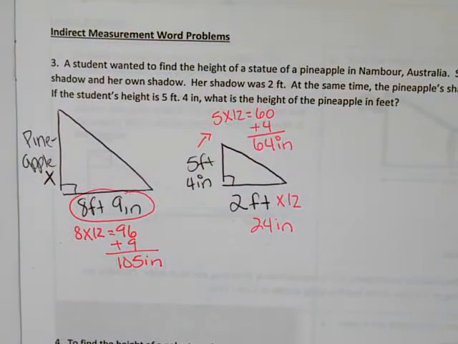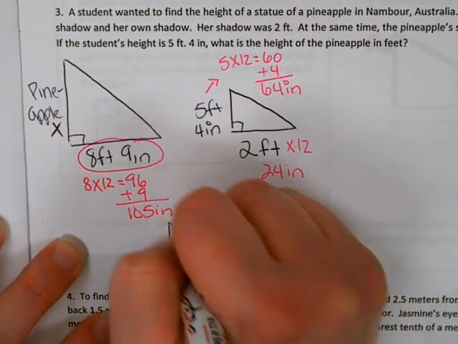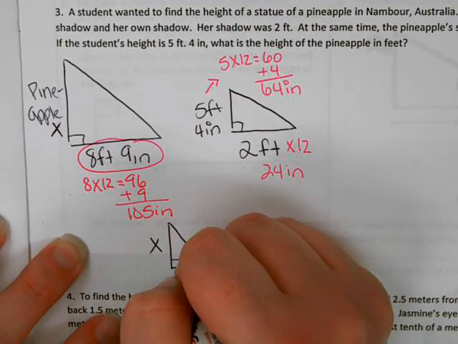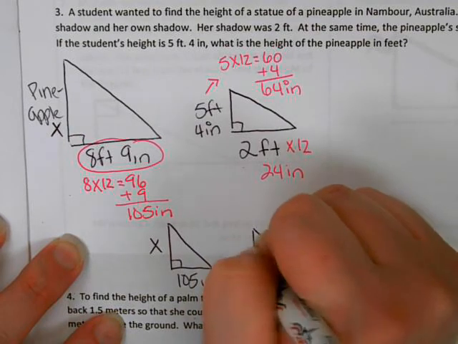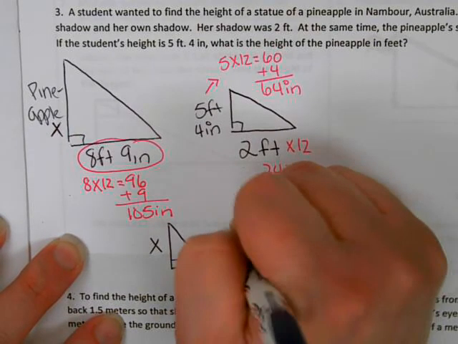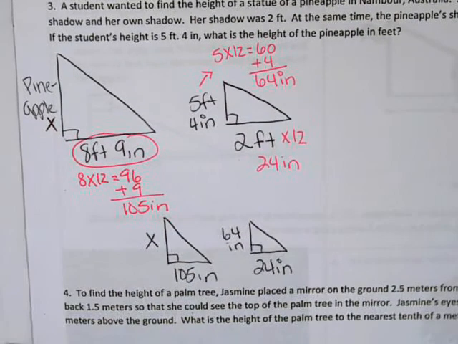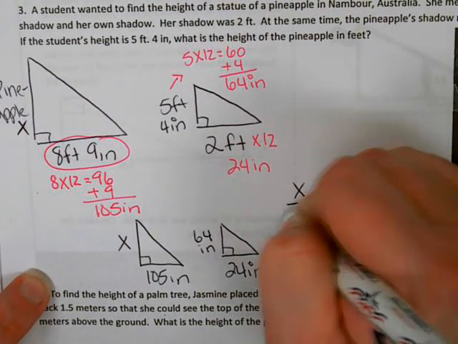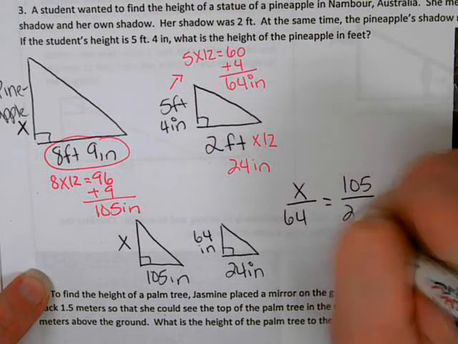So what I'm going to do is draw myself a new picture since I've got a lot going on here, so I can see my triangles nicely. So here's my pineapple. It's got a height of I don't know what, and it's got a shadow of 105 inches. And then my girl over here has a height of 64 inches and a shadow of 24 inches. And now we can just set up our proportion, right? The height of the pineapple over the height of the girl is going to be the shadow of the pineapple over the shadow of the girl.